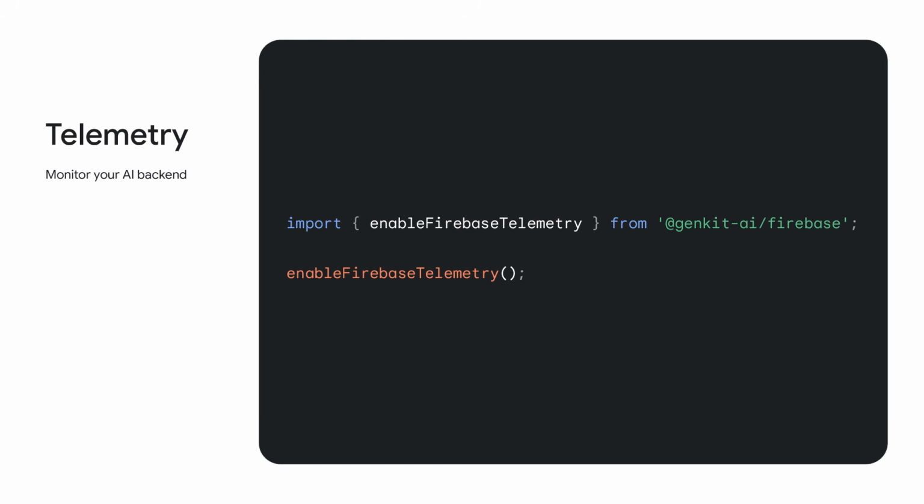Now that we implemented these AI features in our app, we want to see how they are performing both in test and production. To enable telemetry for your Genkit flows and other actions, add the following lines to your source and then redeploy. The next time you call your deployed Genkit flows, telemetry data will be collected.